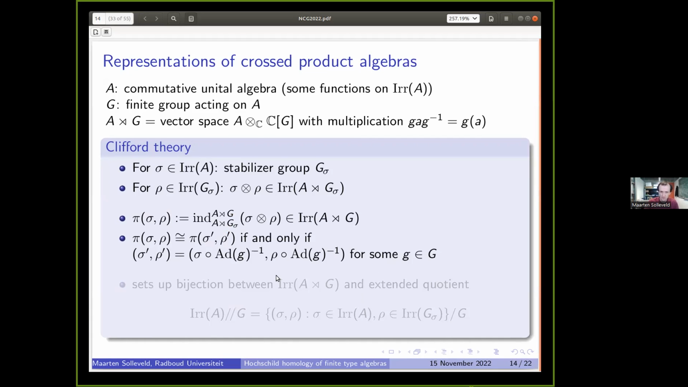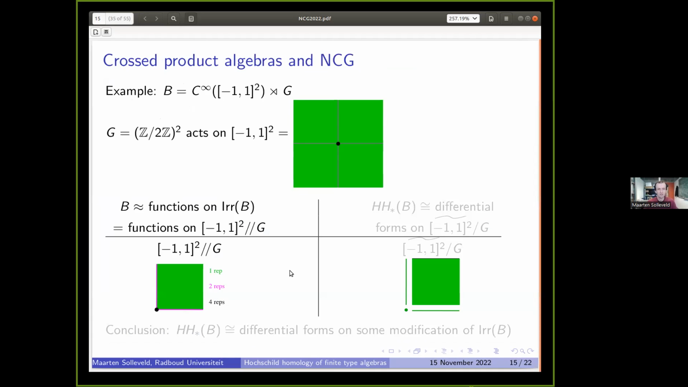On the previous sheet, no, I think that's over. Let's do just one example, an example of a more geometric nature. I take a space, just a square, take smooth functions on that, and I take a 4-element group acting on this square by reflections along these two lines written down there. So the point in the middle is fixed.